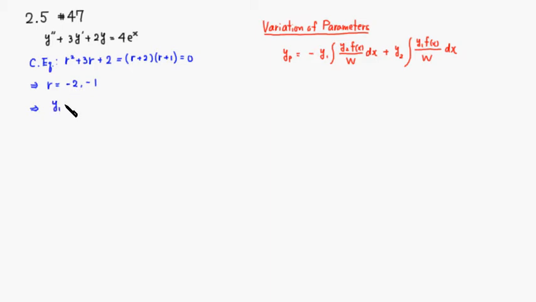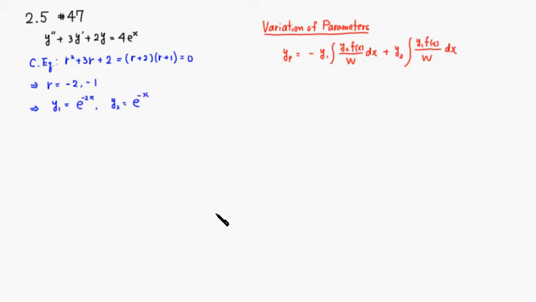So we get a couple of complementary solutions. y1 is going to be e to the -2x, and then y2 would be the other one, e to the -x.